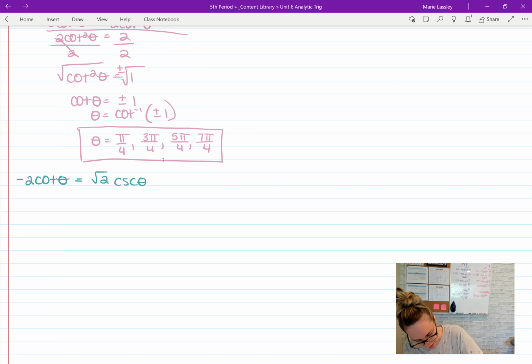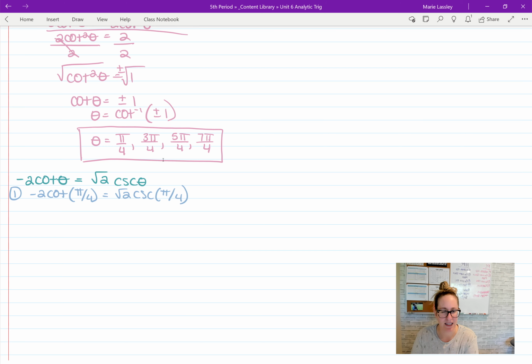All right, so -2 cotangent pi/4 equals √2 cosecant of pi/4. Now, for these ones, really the values aren't going to be different. It's going to be the positive or negative signs, because when you square it, you create double answers, because we had that plus or minus 1 that we had to do because we took a square root. So don't worry too much about the values. You're more looking at the positive and the negative signs.